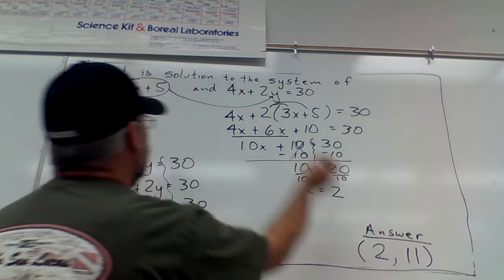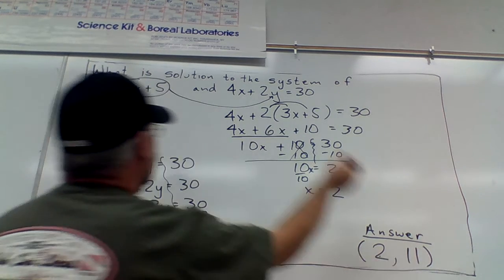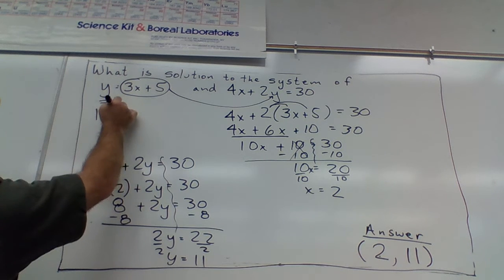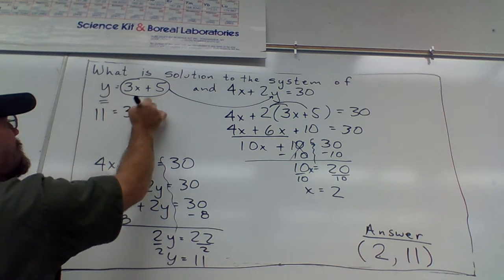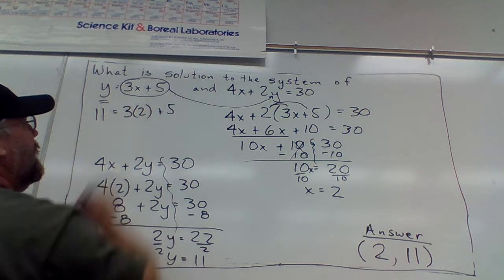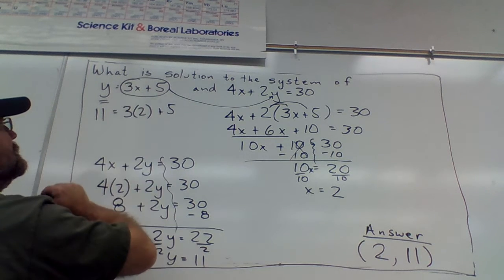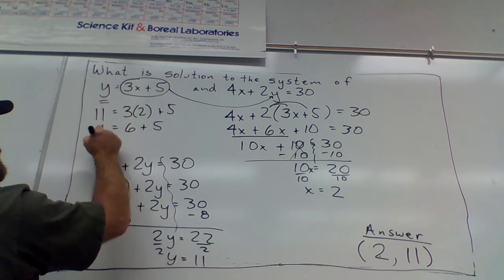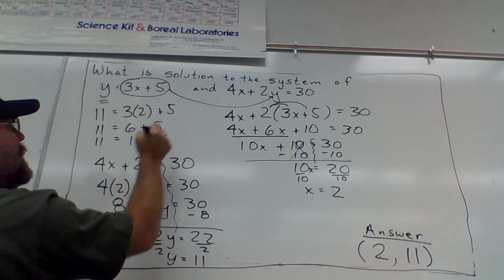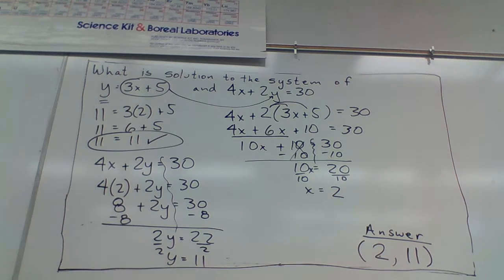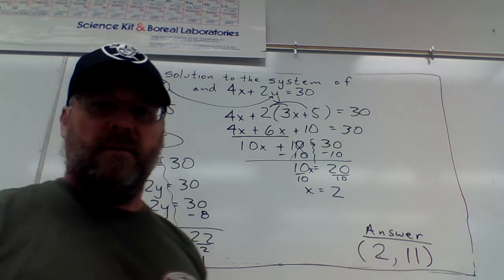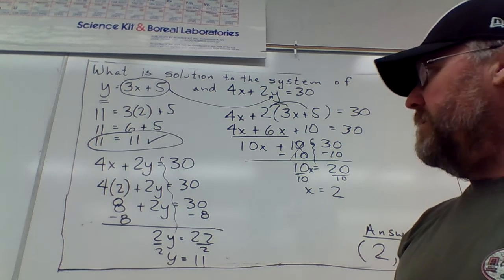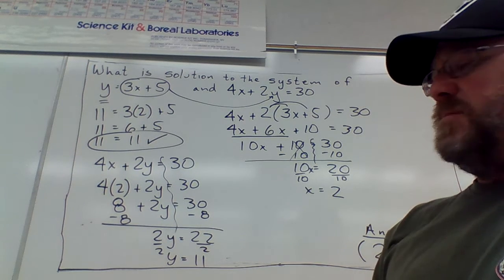So I want to take the 2, plug it in here, take the 11, plug it in there, and see if it works. So 11 for the y equals 3 times 2 plus 5. Again, 2 is the x. 11 equals 6 plus 5. 11 equals 11. Boom. Once you know that you have the check there of 11 equals 11, you have the solution to the system of equations.